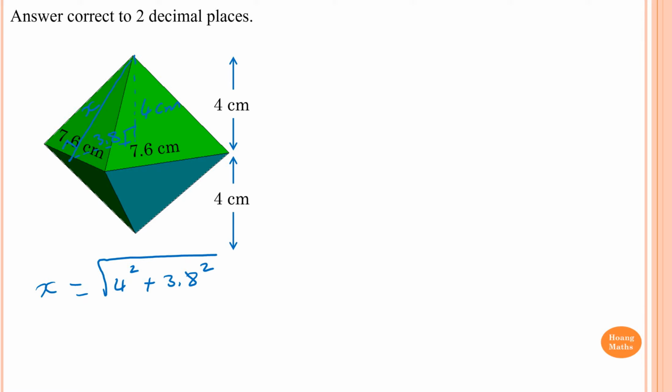So 4 square plus 3.8 square, which give me 30.44, but it's actually square root of that, of course. So now we can just find surface area. So surface area of this is a half times base, which is 7.6, times the perpendicular height, which is x.